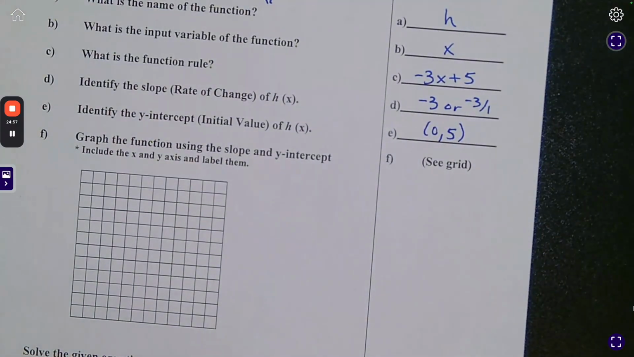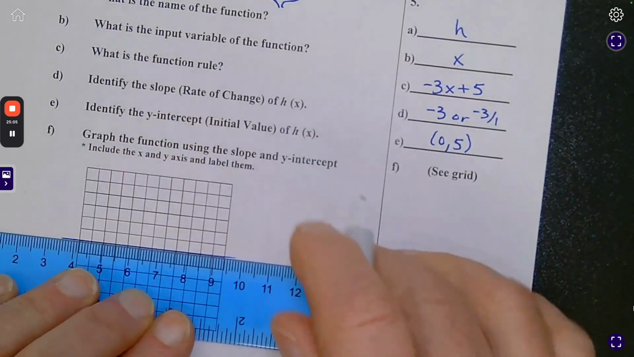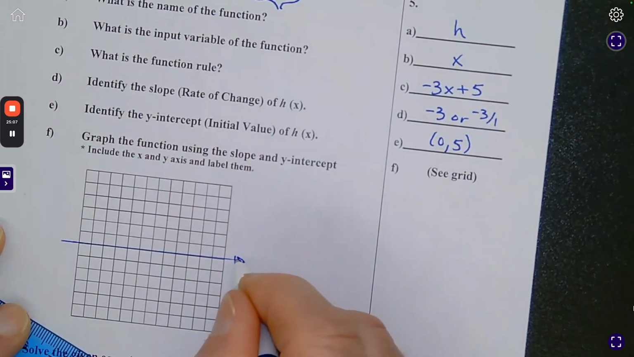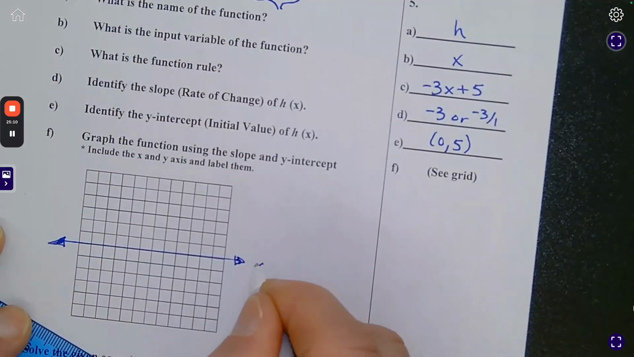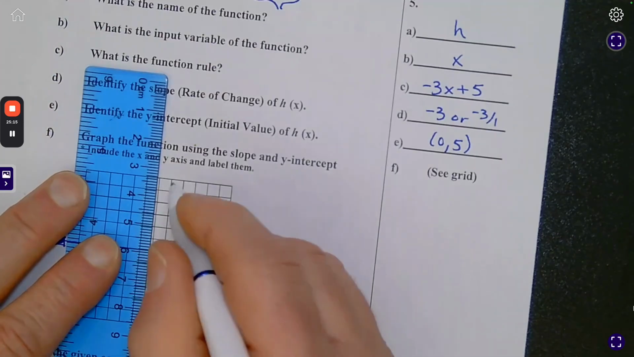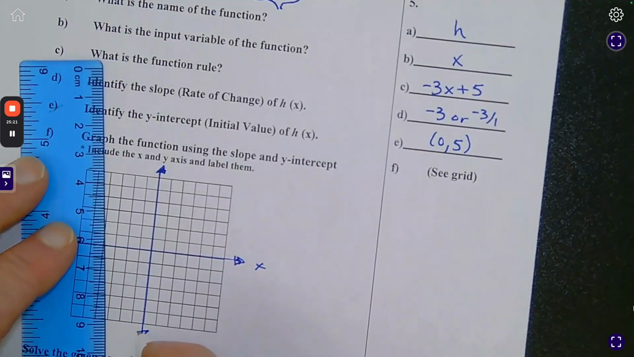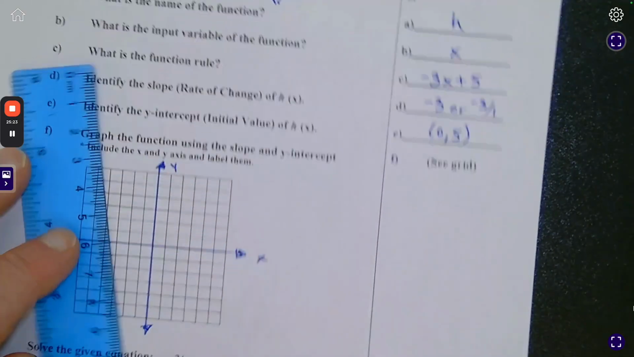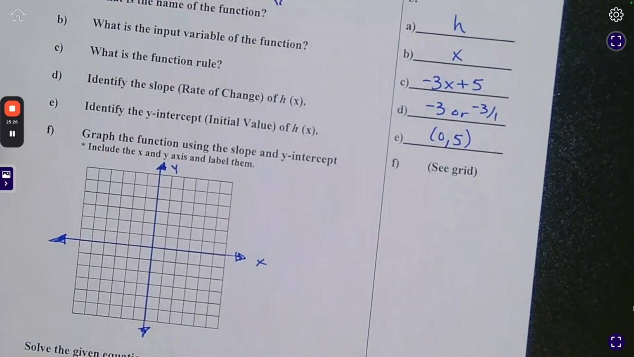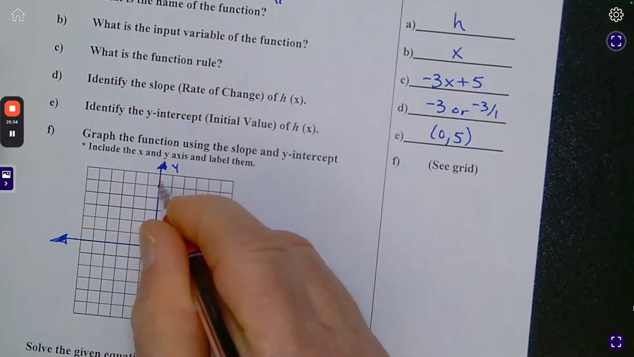I'm going to use my straight edge to draw an x and a y axis. There's my x-axis right here, and there is my y-axis right here. I'm going to label them because they say label them. Okay. Now I'm going to plot my 0, 5. 0, 5 is my y-intercept. 1, 2, 3, 4, 5 right there.